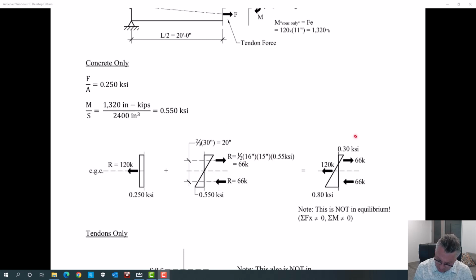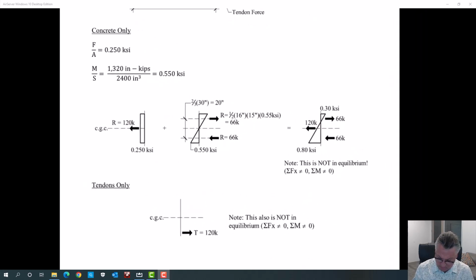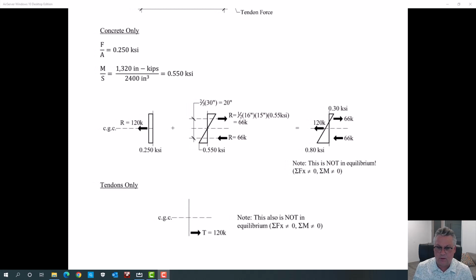Those add up to this. And we don't have equilibrium. The 66 kips cancel each other, but we're left with a net 120 kips. So if you're only looking at the concrete, it looks like it's not in equilibrium. And that's where confusion lies with a lot of people. It appears that we're doing something that's not statically correct. And that's where people get confused.